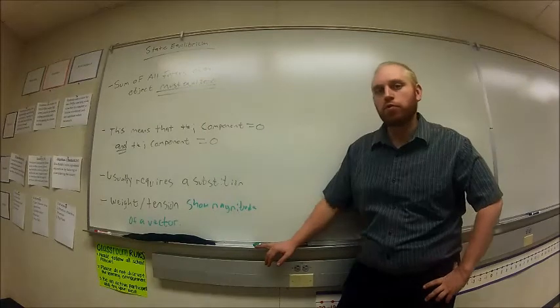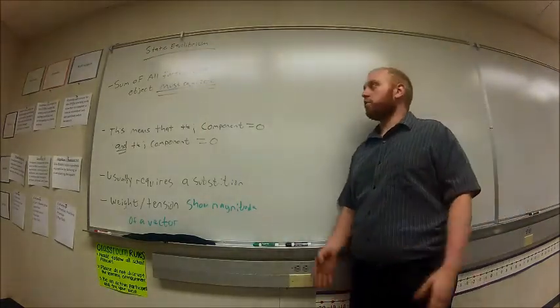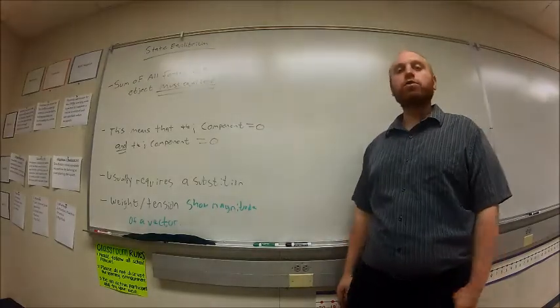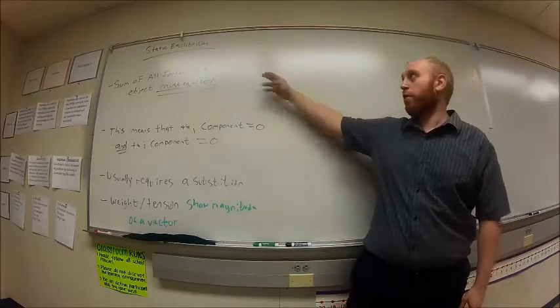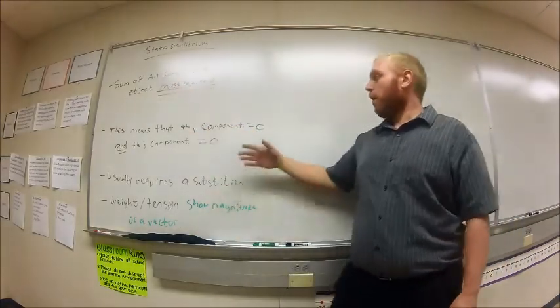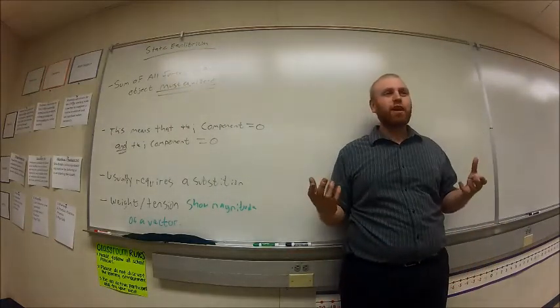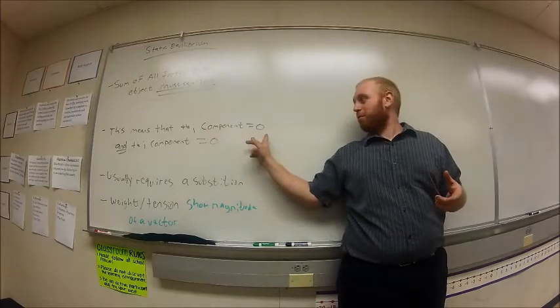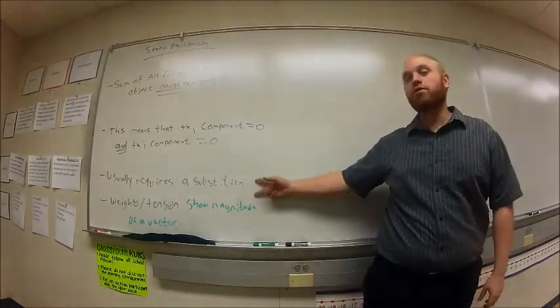So the next couple of examples we do deal with something called static equilibrium. What that is, is when the sum of all the forces on an object must equal zero. Equilibrium is what that hence means. It has to equal zero. Now, what this means is that if you have a zero vector, then the I component has to be zero, and the J component has to be zero. Usually it's going to require a substitution.